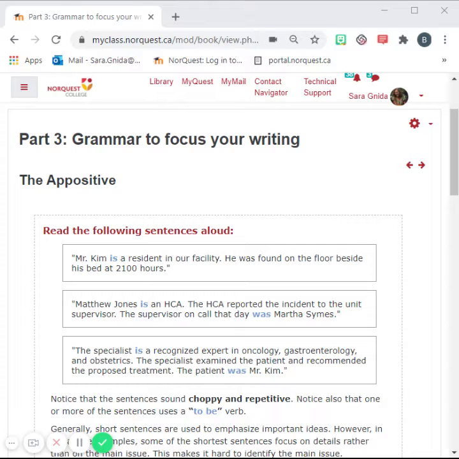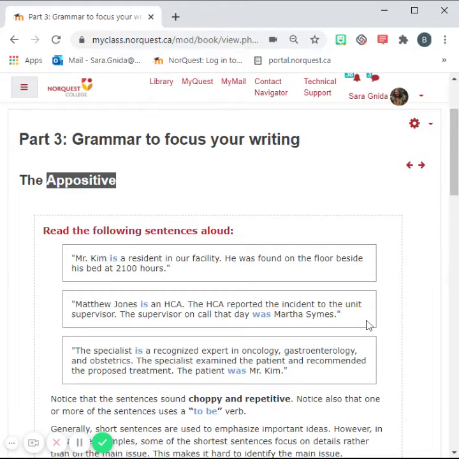In this video, I'd like to talk about how you can use the appositive to focus your writing. So let's look at these three sentences here. Just listen as I read them aloud. All right. Mr. Kim is a resident in our facility. He was found on the floor beside his bed at 2100 hours.